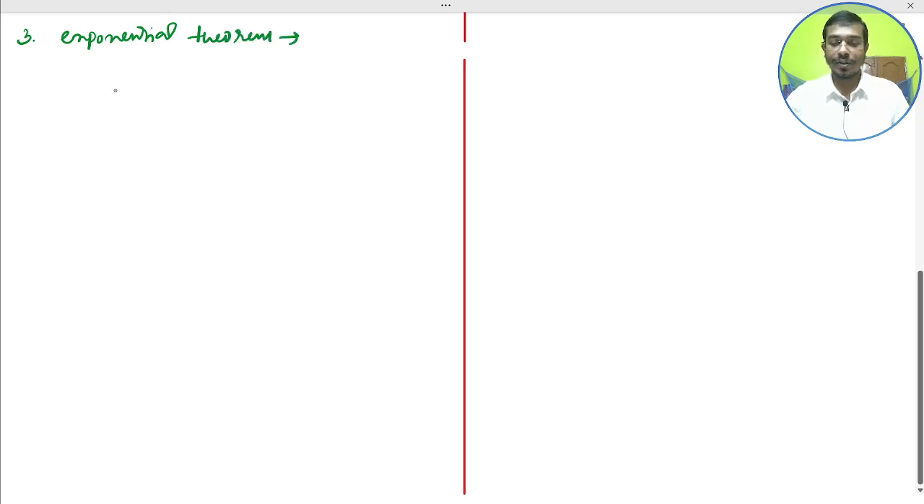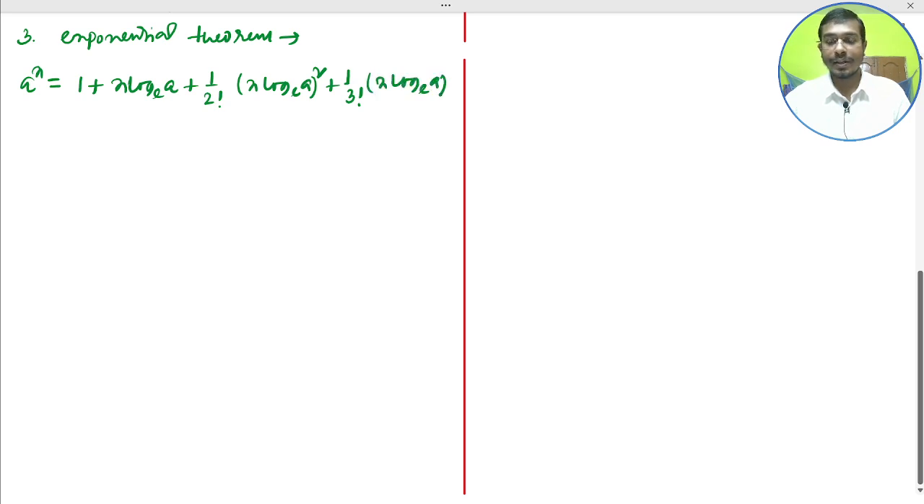The exponential theorem states that a to the power x is written as 1 plus x log a, plus 1 by 2 factorial x log a base e whole square, plus 1 by 3 factorial x log a cube, plus dot dot dot up to infinity. This is the exponential theorem.